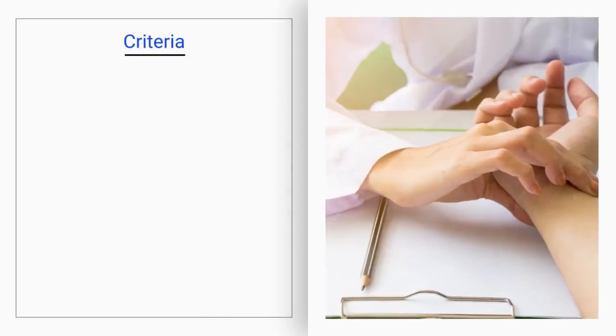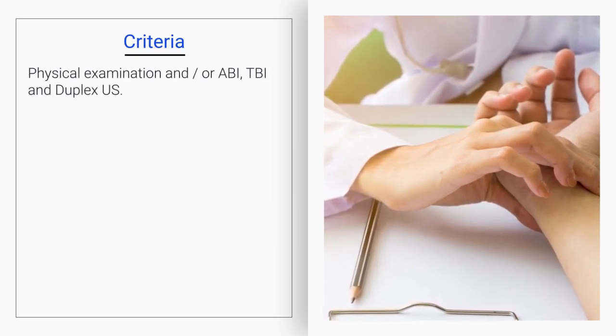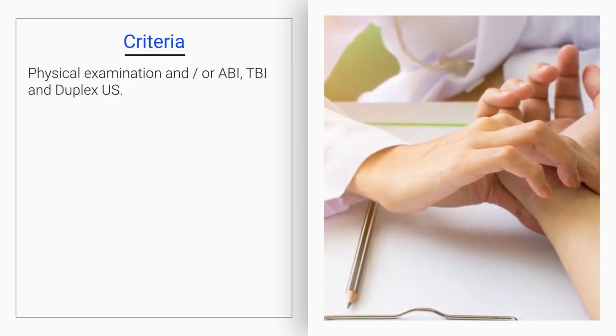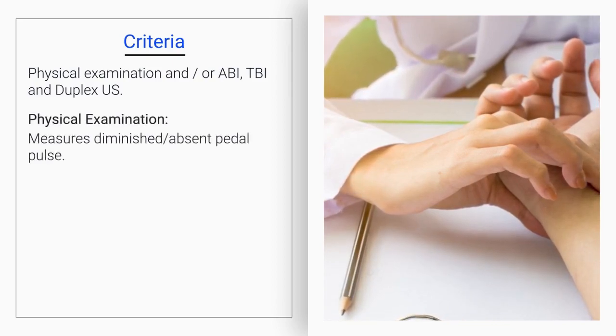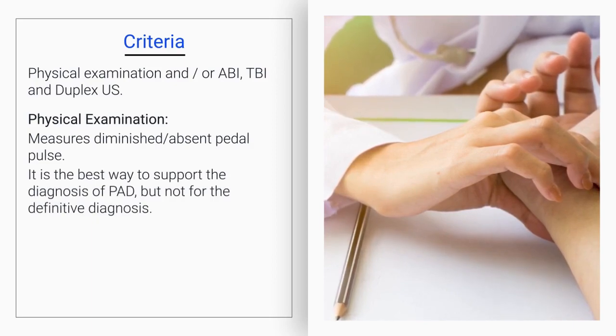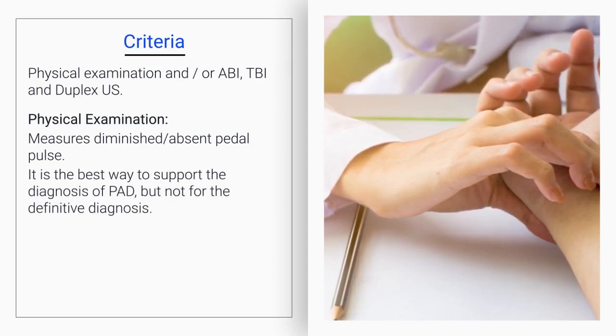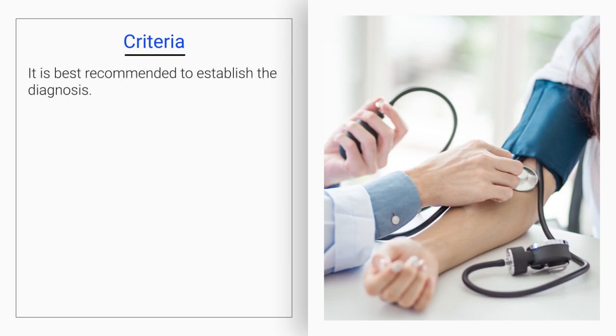The criteria for the documentation of peripheral artery disease includes a physical examination and/or ABI, TBI and duplex US. The physical examination measures diminished or absent pedal pulse and is the best way to support the diagnosis of PAD, but not for the definitive diagnosis. ABI, or ankle brachial index, on the other hand, is the ratio of the blood pressure at the ankle to the blood pressure of the upper arm. It is best recommended to establish the diagnosis.